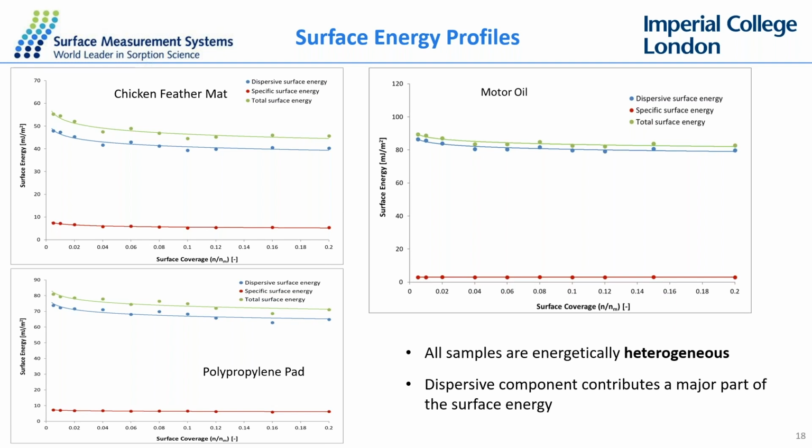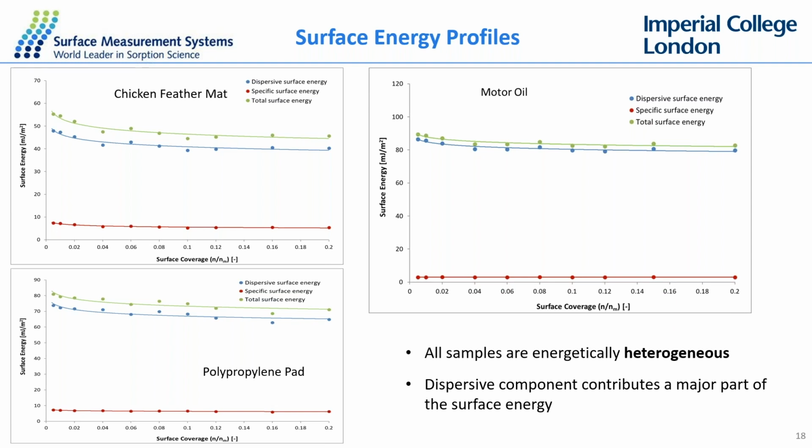in the different tests. So we see here that the blue line on all the three graphs is for the dispersive component, which was given by the non-polar probes. And then the red line is for the specific component given by the polar probes. The green line is for the total surface energy, which is the sum of both the dispersive and the specific component. All the three samples from what we got are heterogeneous in nature, and that means they have both high energy and low energy sites on the surface.